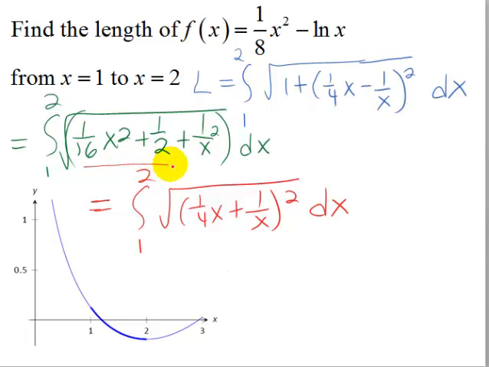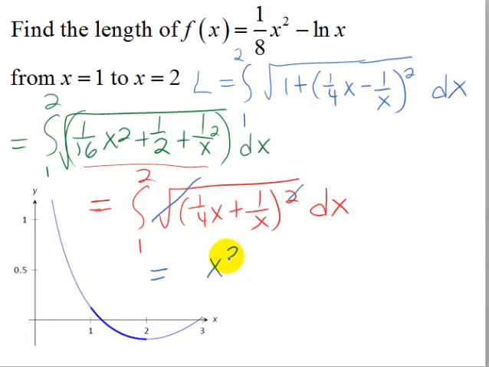Now that may not have been obvious to you, but let's check and make sure that you can see that's true. If we square this, we get our 1/16 x squared. If we multiply these together, we get 1/4 for a middle term, and we'd have that twice, so that's 2/4 or 1/2. And then the last one squared is 1 over x squared. So that indeed does work, and they have that set up to be a perfect square so that it'll cancel with the square root, and then this is something that we can integrate. So let's go ahead and integrate that.